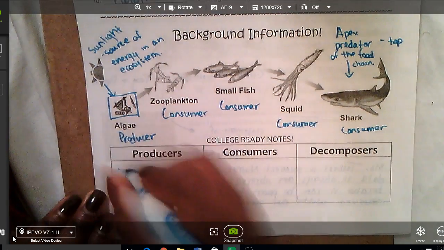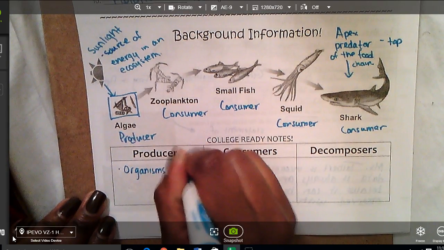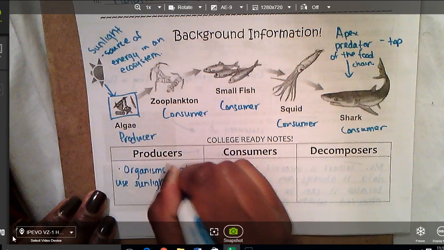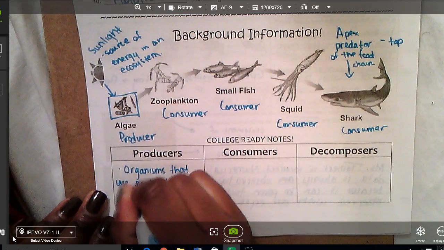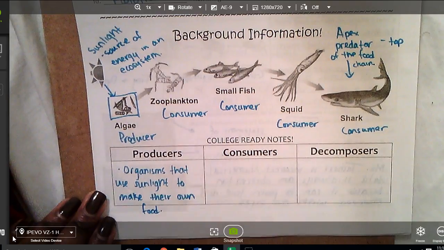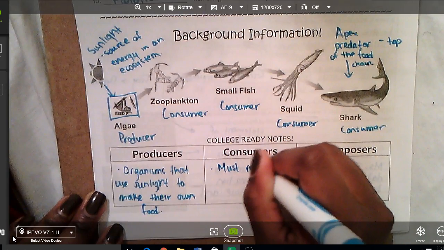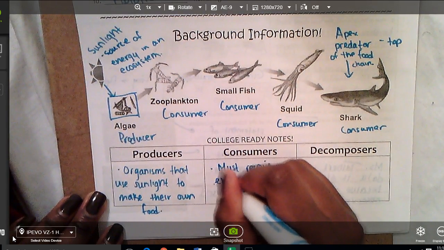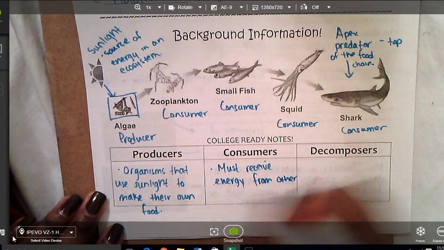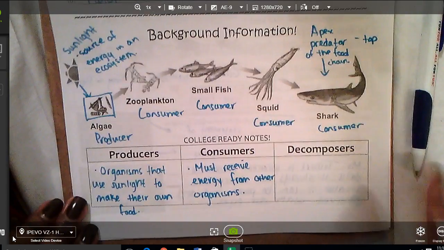All right, let's take a few notes at the bottom. So producers are organisms that use sunlight to make their own food. Consumers, on the other hand, must receive energy from other organisms. And my favorite, decomposers.